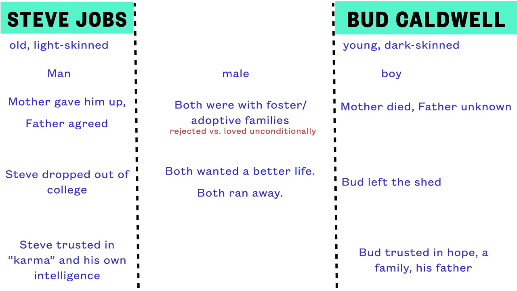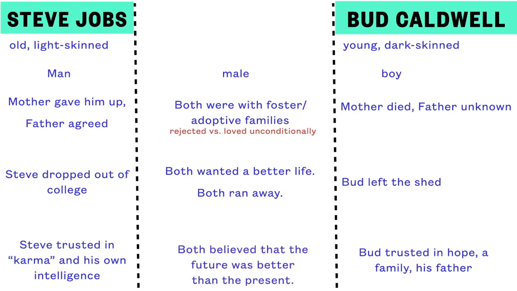Now, whether those things that they trusted in turned out to be true or not, the thing they have in common right now is that they trusted in something. They trusted that things would work out. Both of them believed that the future was better than the present. And that is a very powerful thing, to believe that the future is better than whatever's happening right now. I don't know about you, but I think that sounds like it should be a rule for life. The best is yet to come.